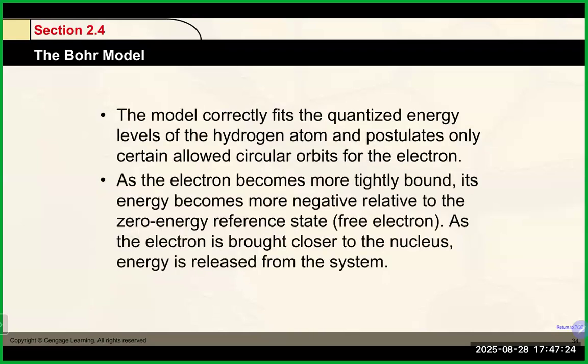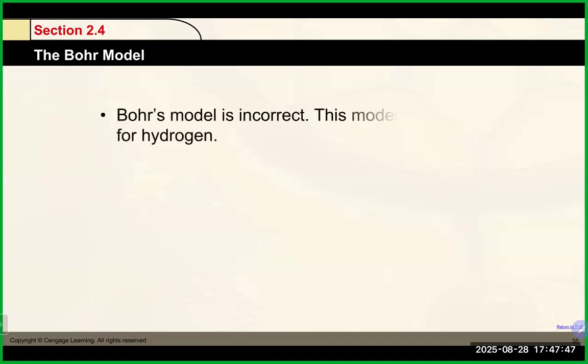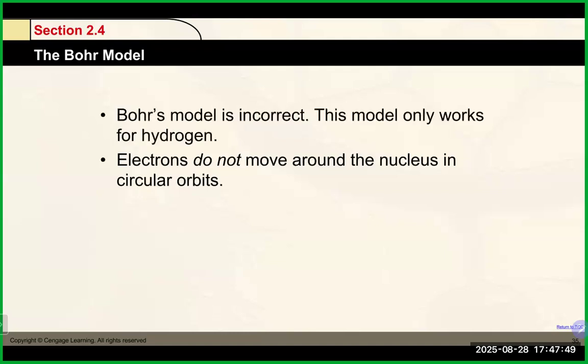Now, as electrons become more tightly bound, their energy becomes negative relative to the zero energy state of a free electron. So as electrons are brought closer to the nucleus, energy is released from the system. That only happens if those electrons drop to a lower energy level, which is closer to the nucleus. The atom has to give up that energy in the form of a photon of light.